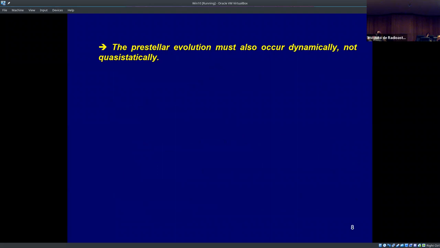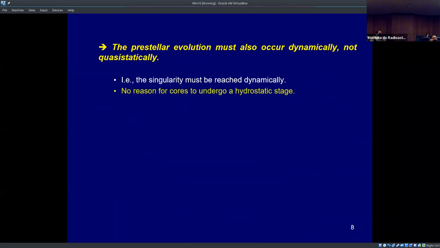So our conclusion is that prestellar evolution should occur dynamically, at least during part of its evolution, not quasi-statically. That is, the singularity must be reached dynamically. And there is no reason for the cores to undergo a hydrostatic stage if they live in a turbulent molecular cloud.